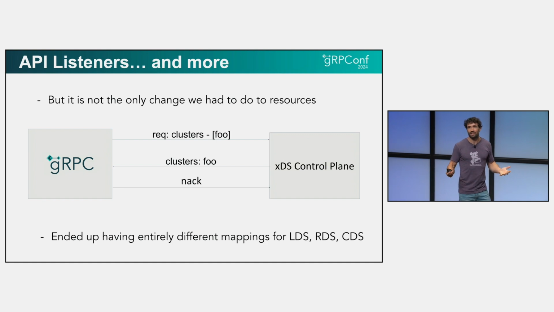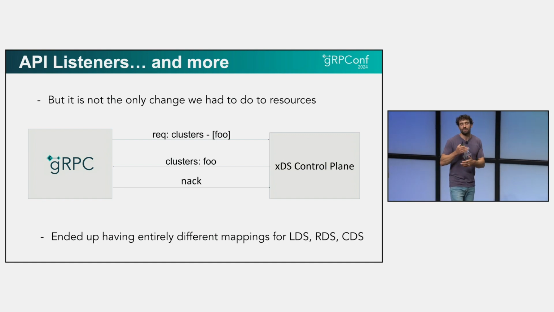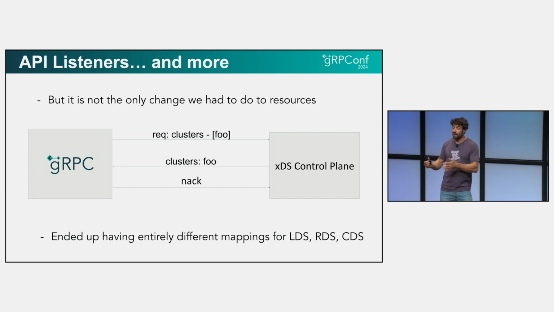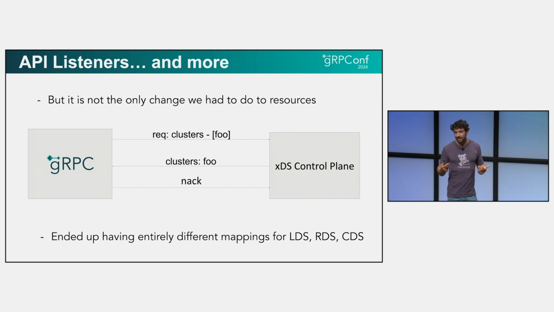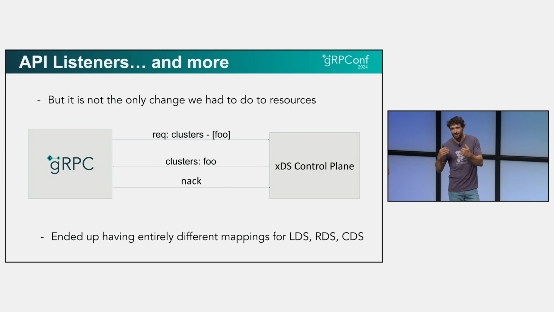But it wasn't the only change. We also actually had to change a lot of resources because either gRPC implemented just a subset of the features that we needed, or it implemented it in a slightly different way. Or in the case of security features, for example, it would outright reject the configurations as we had it for Envoy because gRPC only implements a subset of these features.